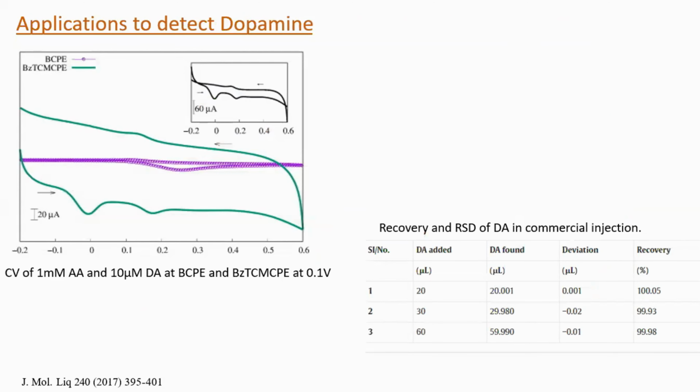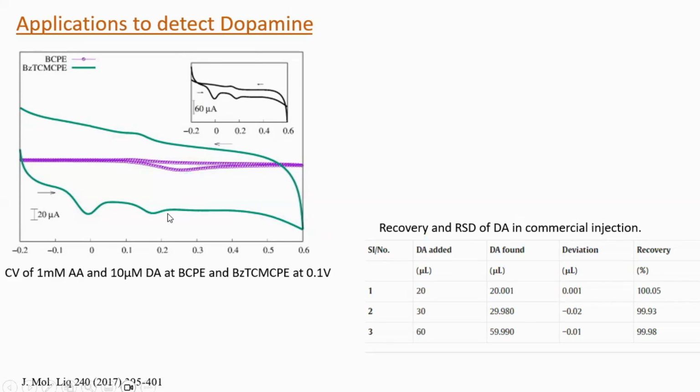So then we made some experimental utility of this carbon interface. Here you can see we have detected the dopamine in the presence of ascorbic acid. At the bare carbon-based electrode, we are observing only one peak. That means for both dopamine and ascorbic acid oxidation, we are seeing only one peak. So we are not getting the real values, right? Because this peak may be due to the dopamine or due to the ascorbic acid.